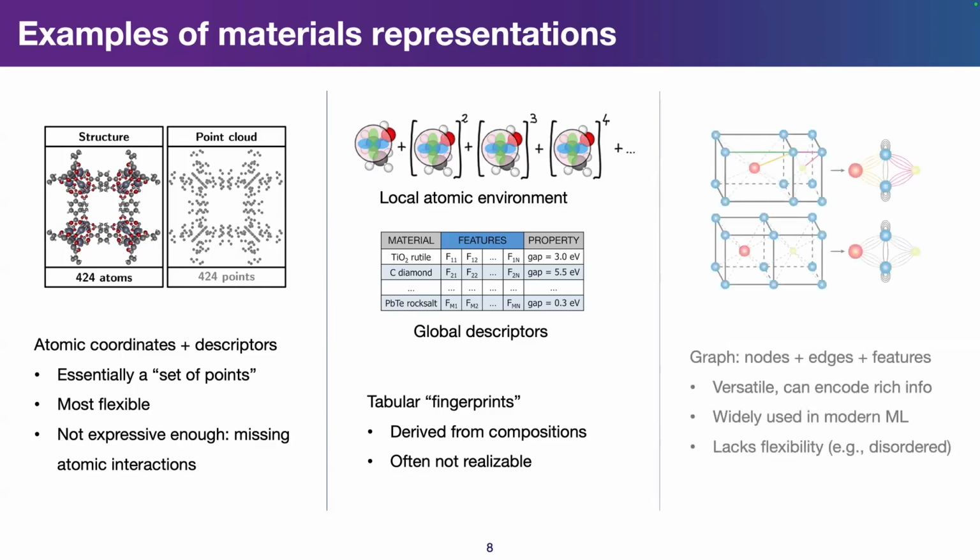And the third type is graph. Graph is a data structure consisting of nodes and edges, and node features and edge features. So graph is a very versatile data structure. It can be used in many ways, and we could encode rich information into it. So it's arguably the most widely used one in modern machine learning models for materials, but still it faces some challenges. It lacks the flexibility to represent disordered materials, as we will see.